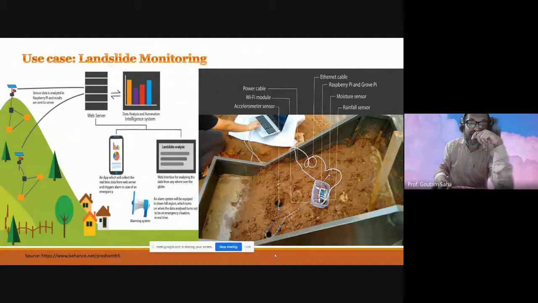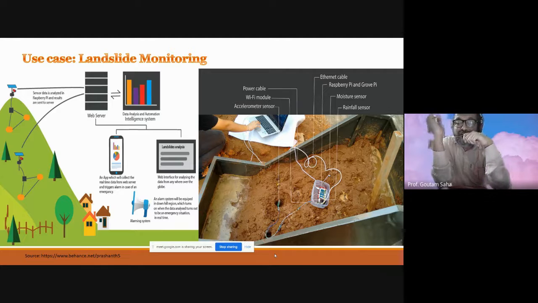We have developed a landslide monitoring system in our Shillong, in our hilly places. A lot of landslides occur there, and they cause a huge number of deaths. We tried to develop it with the BTech boys, but unfortunately the lockdown came around, so we couldn't see the end of it. We couldn't commercialize it, but we applied for patenting it.